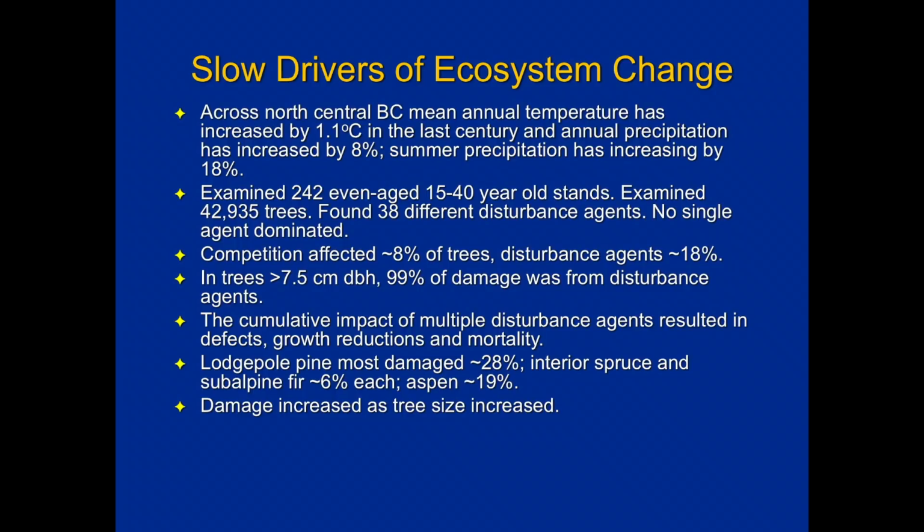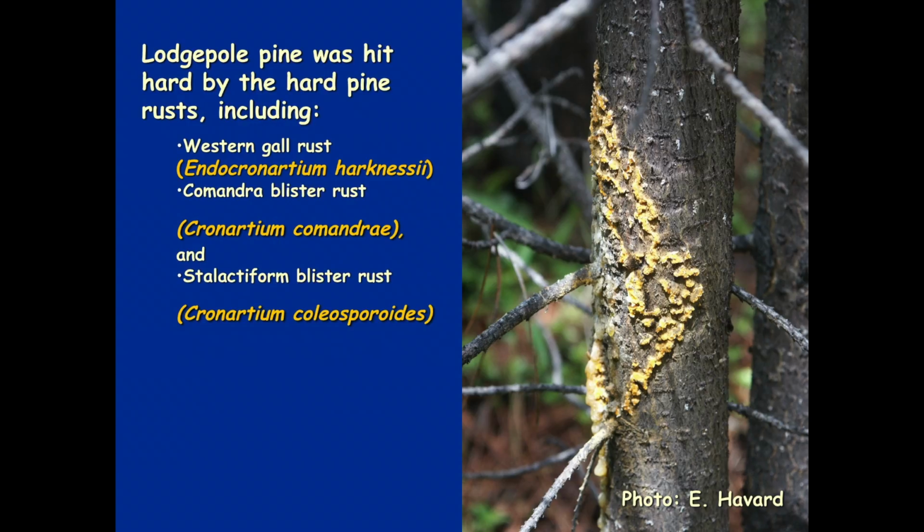Another interesting observation was that damage increased as tree size increased. And I'll show you an example of that. With lodgepole pine, a lot of these rusts and things were the main damage agents, the most dominant ones. But again, it was the cumulative impact of all these things that was important. Picking one, saying, oh, we're going to understand blister rust, and spending a bunch of research effort on it would tell you something, but it doesn't get at the issue, which is that there's a whole bunch of things going on that cumulatively matter.